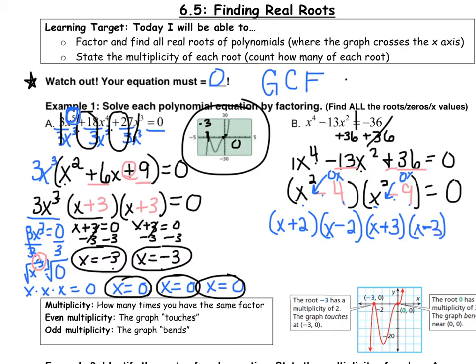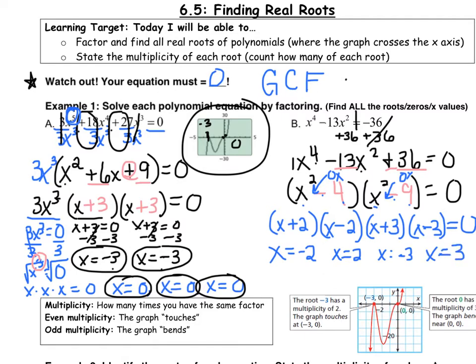So now we have our 4 factors, and we'll set each of them equal to 0 and solve for x. The shortcut is to write down that the first one's -2, this one will be +2, then we'll have -3, and then we'll have +3.